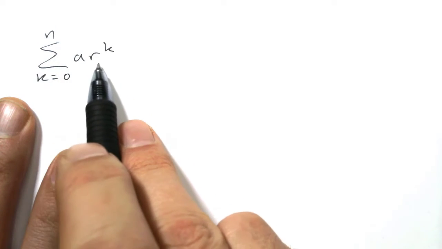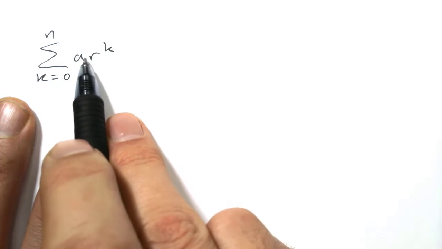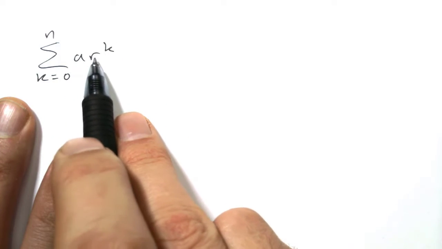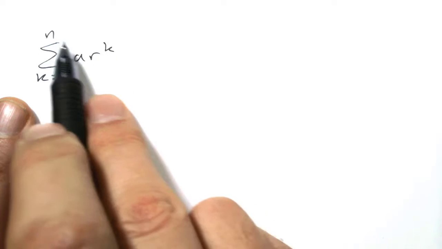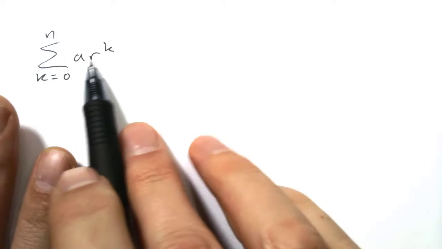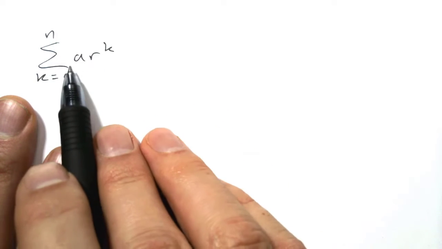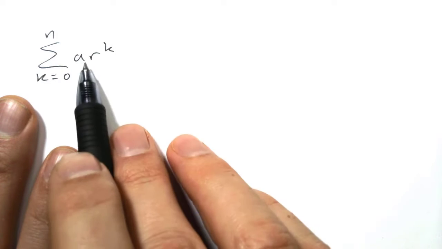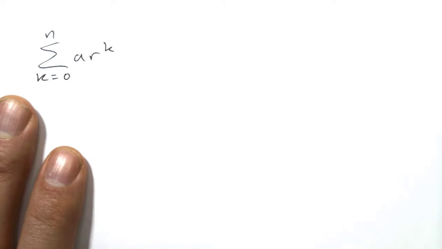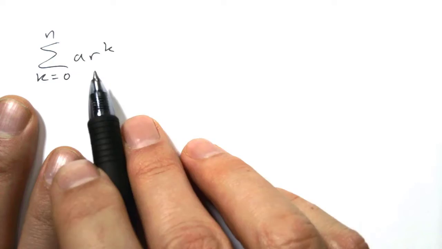times some other number raised to the power k. In our case, this was 2/3. 5 times 2/3 to the k, right? And we went to infinity. But I'm just making this more general, considering any possible numbers a and r that you may have here. How would we compute this sum?